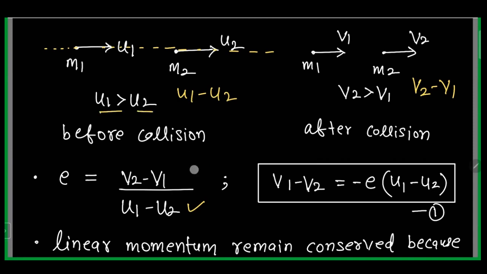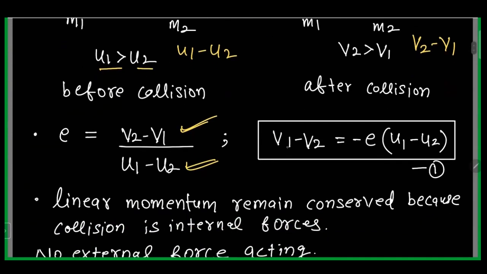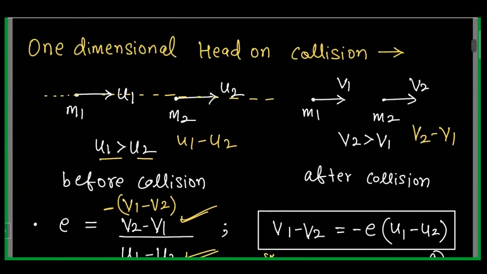So they are separating after collision at the speed of v2 minus v1, and they are approaching each other before the collision at the speed of u1 minus u2. So your coefficient of restitution will be separation speed divided by approach speed. From there, you can easily get that v1 minus v2 is equal to minus E times u1 minus u2. Nothing special here, I just took the negative sign out and wrote it like this. This is a formula that you should always remember: the final relative velocity is equal to minus E times the initial relative velocity. So v1 minus v2 is always equal to minus E times u1 minus u2 in the case of a head-on collision.